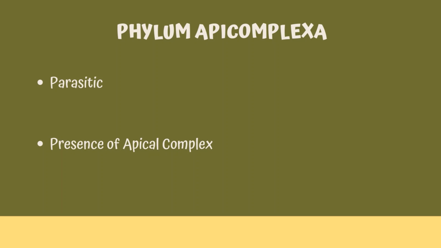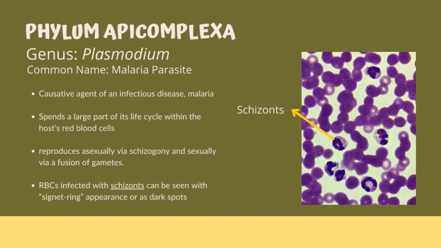Next is phylum Apicomplexa. All apicomplexans are parasitic, and the group is characterized by the presence of a unique combination of organelles at the anterior end of the cell called the apical complex. Its genus is Plasmodium, and the common name is malaria parasite, the causative agent of the infectious disease malaria.